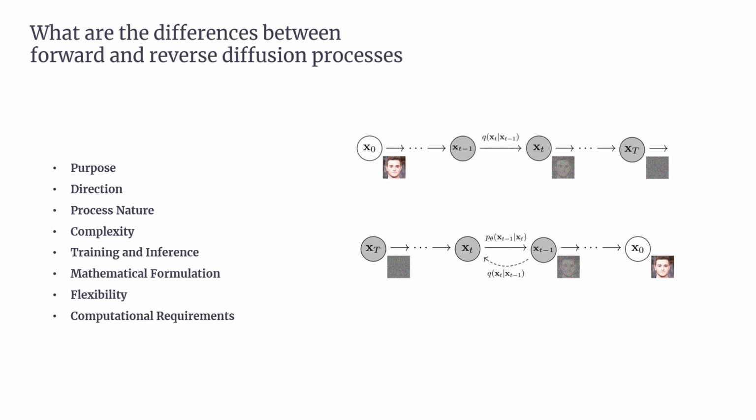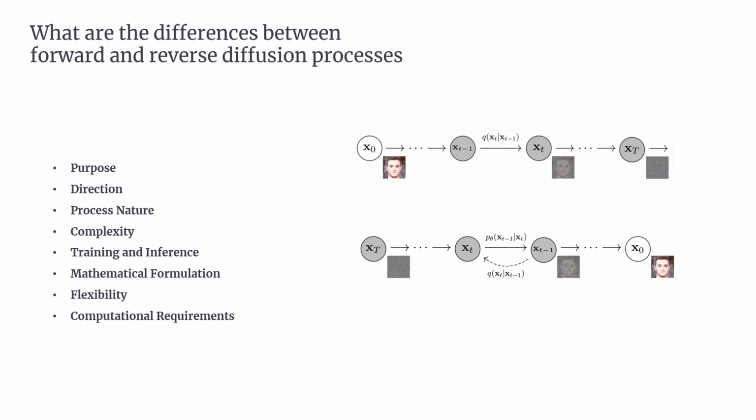7. Flexibility. For forward diffusion, the process is typically fixed once the noise schedule is set. It doesn't change once you've defined how much noise to add at each step. For reverse diffusion, the process is more flexible. For example, it can be adapted for conditional generation, like generating an image from a text description. It also supports techniques like guided sampling or classifier-free guidance to help control the output.